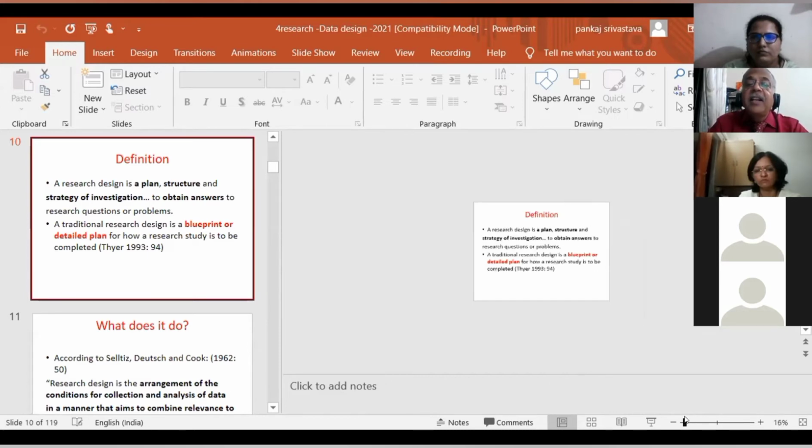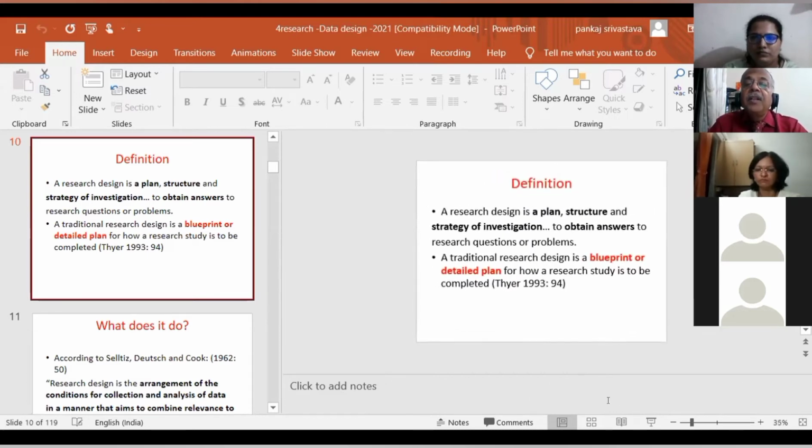It's basically a blueprint to the research approach. Blueprint means how we are going to do the research. Overall, in research design, overall how we are going to approach, that is what you have to write here. Overall approach.